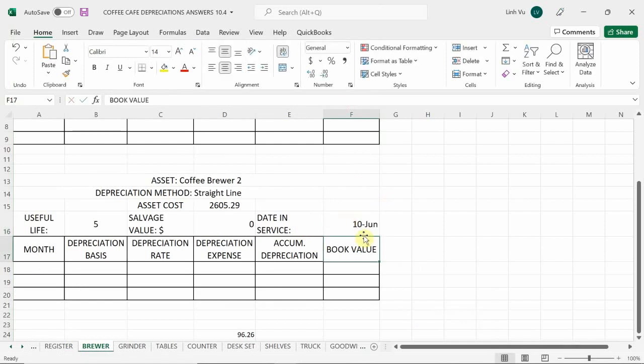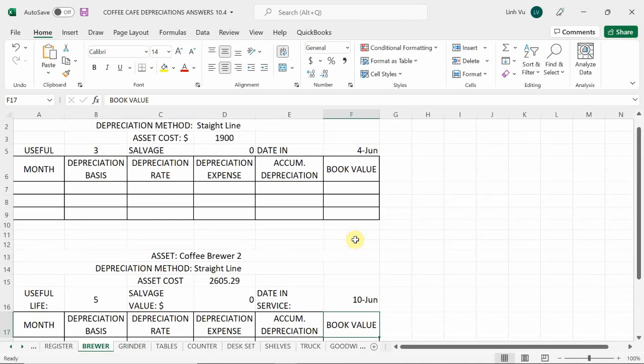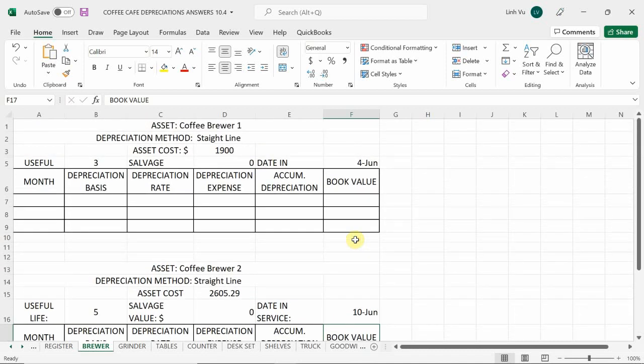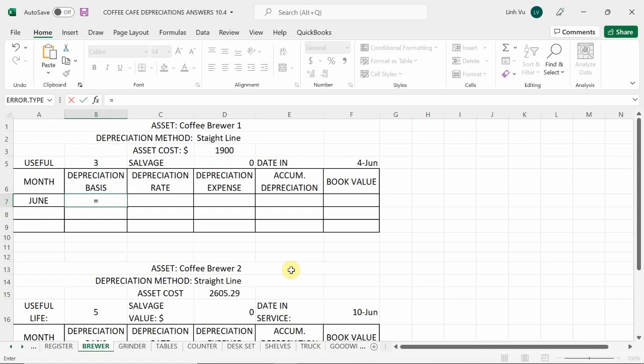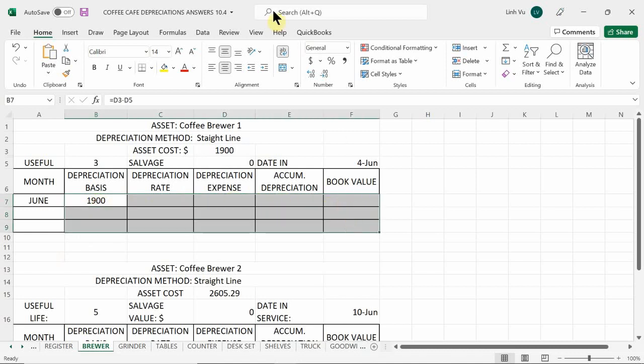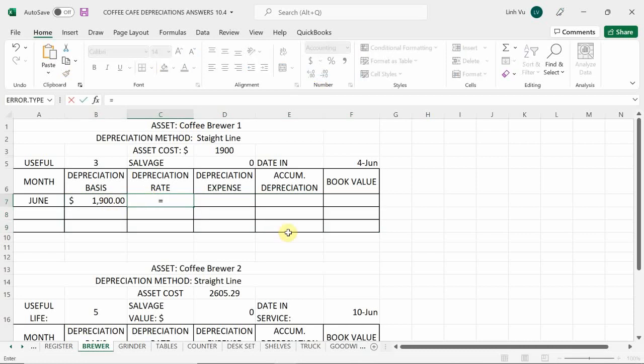So therefore, do we depreciate this? Yes or no? Yes. All right. So here we go. Let's do the first calculation here, and then we'll solve for the second one. So June. How do I solve for my depreciation basis? It's the cost of the asset minus the salvage value, which there is none. So it's 1,900. Good. What's my depreciation rate? 0.3333. Good. Why? One over its estimated useful life of 3 years.